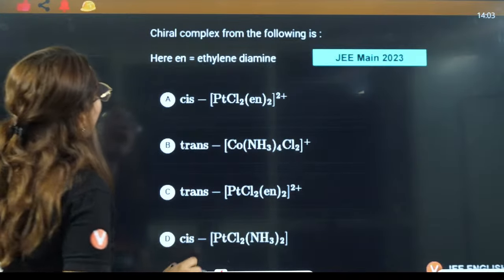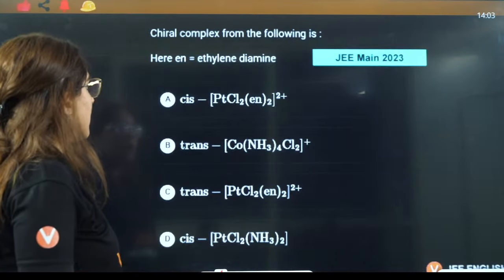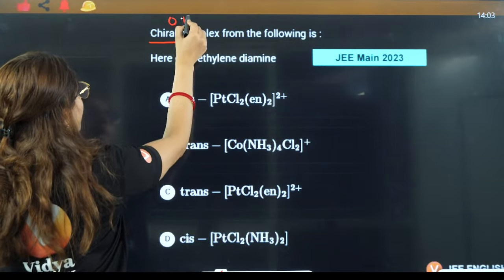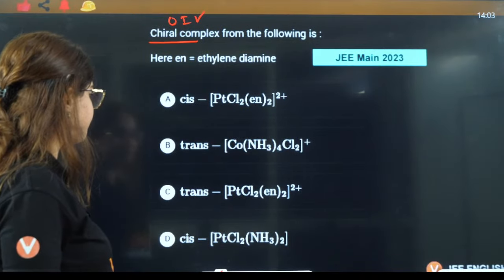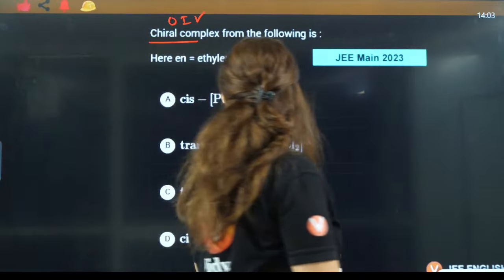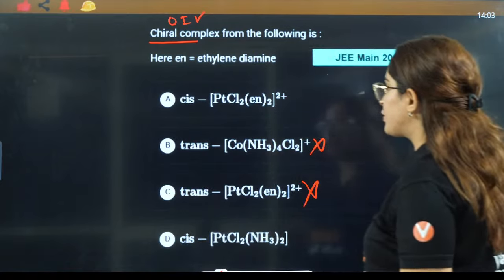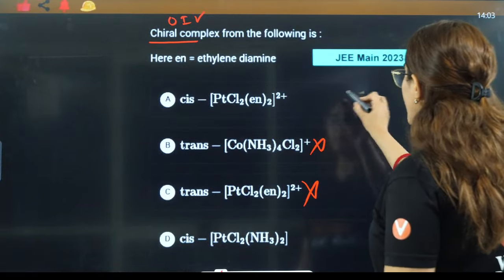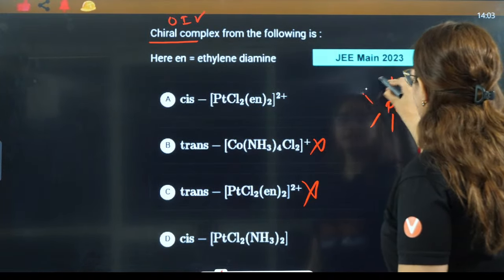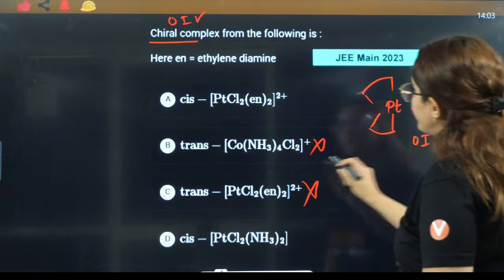next is chiral complex from the following, here is ethylene diamine. Chiral complex out of the following, that means optically active complex, optically active. See, if you see this here, trans will not be optically active here or here. Okay, trans will have POS. In case of cis, if I talk about this one, this is Pt, 1, 2, 3, 4, 5, 6. En here, this is Cl, this is Cl. This will be optically active, that is the correct answer.